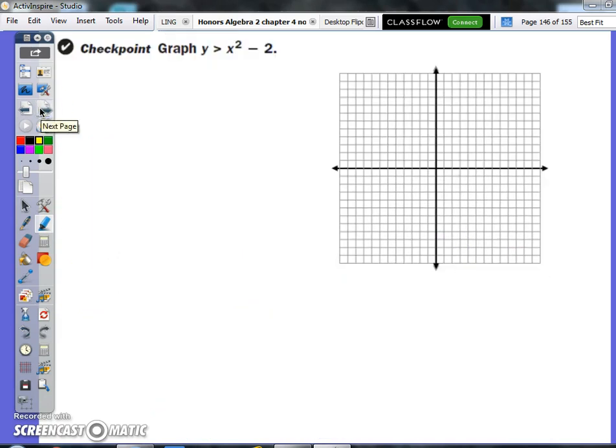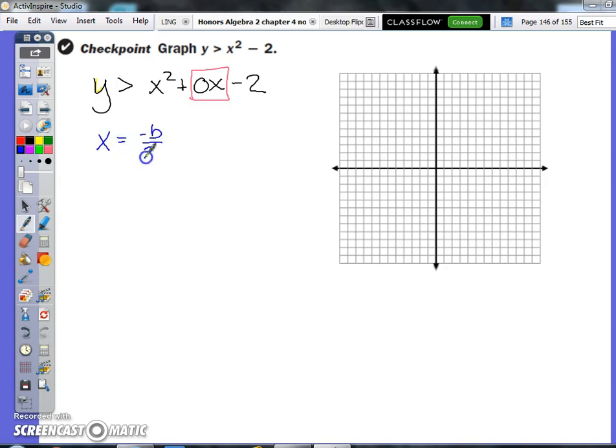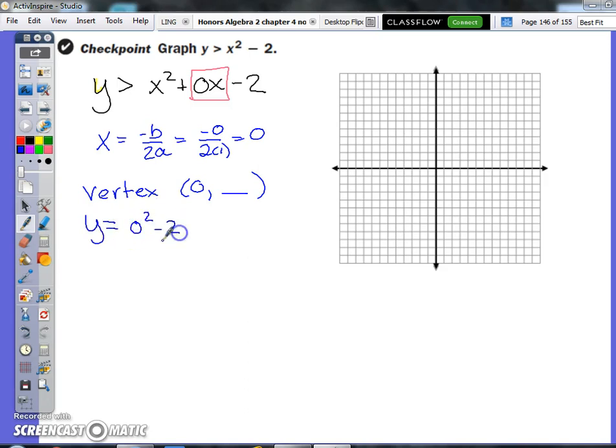Pause if necessary. This again is in standard form. The standard form is y is greater than x squared plus 0x minus 2. If you need to know your vertex, you need to put in 0x. So find your vertex, x equals the opposite of b over 2a, which is the opposite of 0 over 2 times 1, which is just giving you 0. So for your vertex, we're putting in 0, we're finding y. Assuming this is equal for a minute, we plug in 0. 0 squared minus 2, y is negative 2. So your vertex is here.